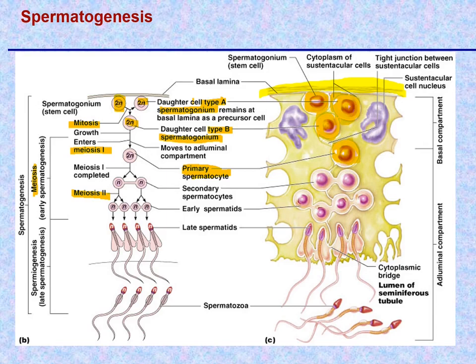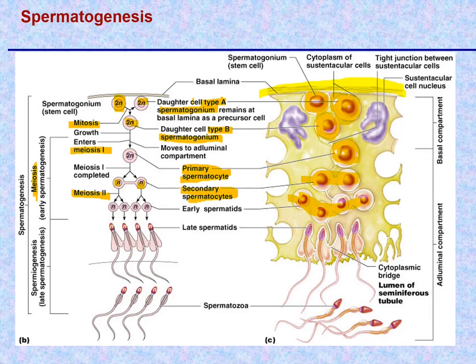It differentiates into the primary spermatocytes, and then they undergo the reductive division process of meiosis to secondary spermatocytes that are haploid, or N. So there's the secondary ones. And then they further divide into four early spermatids.